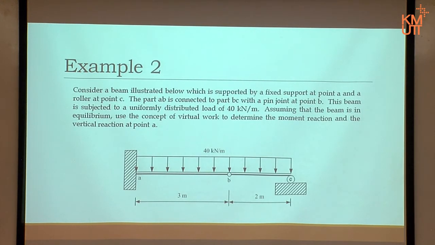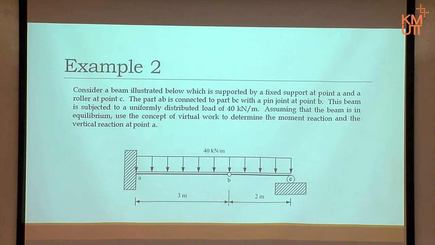This time we have a fixed support on the left hand side, we have a pin joint, and then we have a roller support at point C. What the question asks here is, and this is the reason why they developed this technique, because at the moment it seems that you have to do more work than the normal free body diagram, right? So why do we do it?